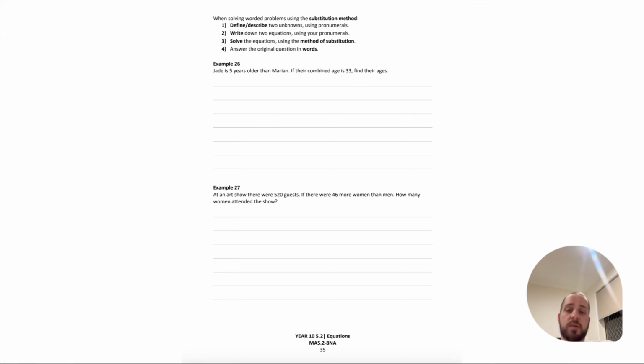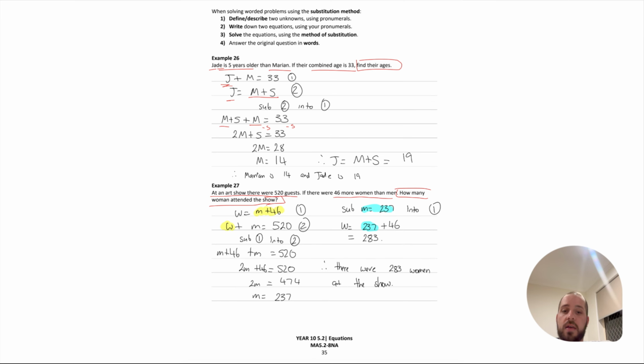So now we've got the number of males. What do we have to do? That's right. So sub that in. Sub in M, as you've said, sub in M to one of the equations. Okay, so W equals 237 plus 46, simple addition, and we get W equals 283. Now, we've got our men and women. What's our last step? That's right, we're going to write it in the words. Okay, so therefore, our three little dots, there were 283 women at the show. Okay, and there is our working out together.